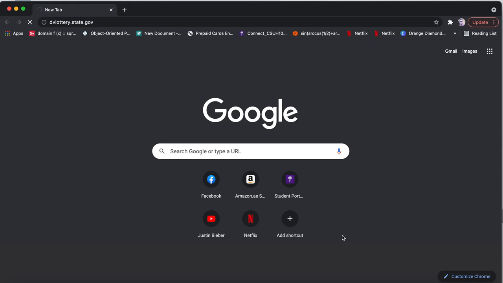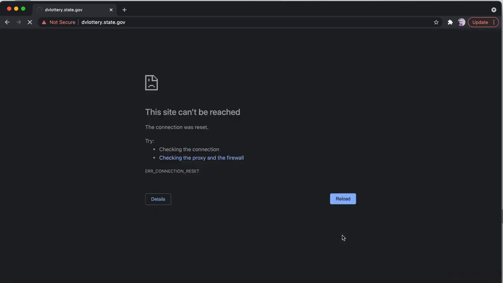The DV lottery usually runs from October to November, and this year I think it's going to be from October 7 till November. So it is good that you can apply early, because you might be the lucky one, or you might have a chance to go this time.